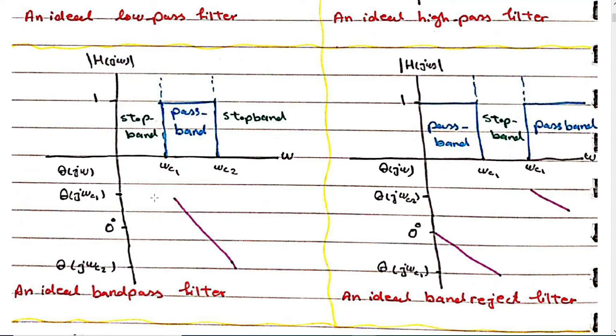And this one, the third one, is an ideal band pass filter. So we have two cutoff frequencies for a band pass filter. Omega C1 is our lower cutoff frequency, and omega C2 is our higher cutoff frequency. So between omega C1 and omega C2, whatever frequencies we have are passed, but below omega C1 and beyond omega C2, they are not allowed to pass. So we call this kind of filter a band pass filter.